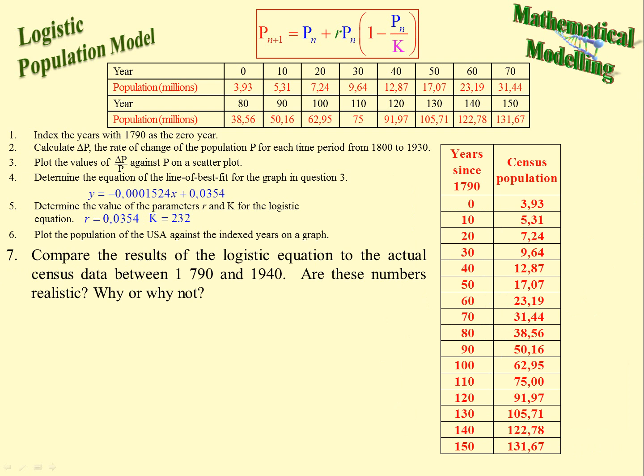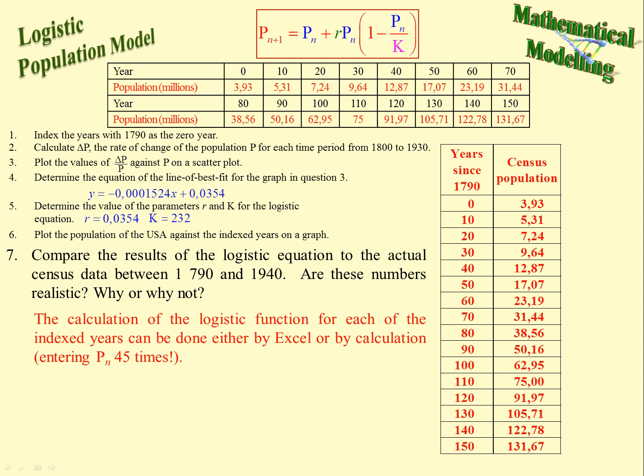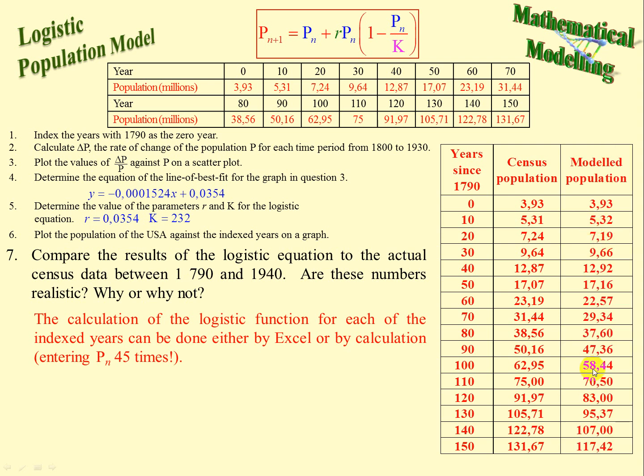Compare the results of the logistic equation to the actual census data between 1790 and 1940. Are these numbers realistic, and why? Now the calculation can be done by Excel or calculator, but remember that you have to enter Pn 3 times per formula, 45 times for 15 values. So it's better to put the formula into Excel and do it that way, which I have done. And there's the modeled population. That's what it models by the formula.